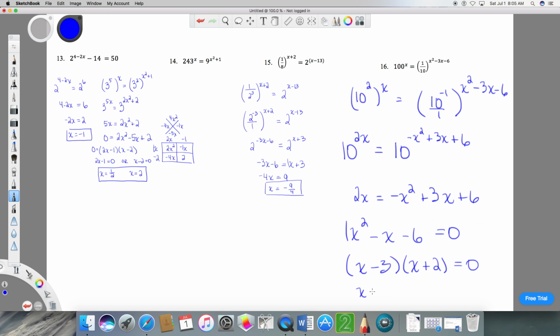So I'm getting solutions of 3 and of negative 2. And with exponential equations, we don't have to worry about extraneous solutions, because the domain of an exponential function is all real numbers. If this is an incorrect solution, it's not because of the technique, it's because I've made some silly error in my algebra or in my arithmetic in this process of solving it.